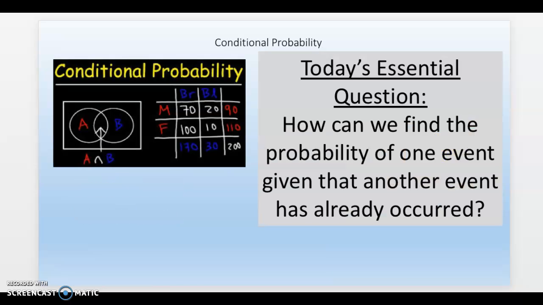The essential question: how can we find the probability of one event, given that another event has already occurred? All right, how can we measure the probability of some event, given that another event has already happened?